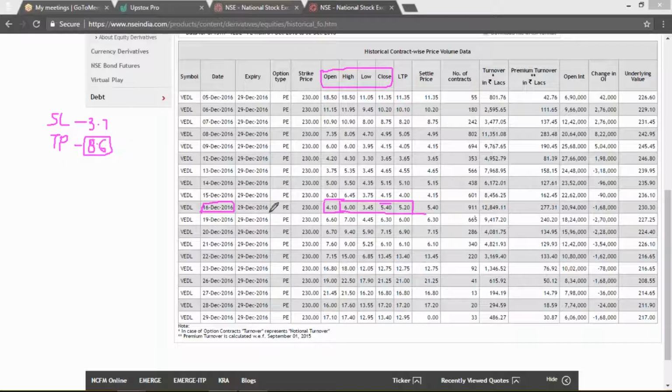All right. So when did we hit our target? 19th. The low was 4.45. Our stop loss was 3.7. So we did not hit the stop loss, and the high was 7. So we were looking for 8.6. So we did not get our target on 19th. Then on 20th, the high was 9.4, and the low was 5.9. So we exit on 20th. Yes, exactly. So this is how you take the trade. Is that clear to everyone?